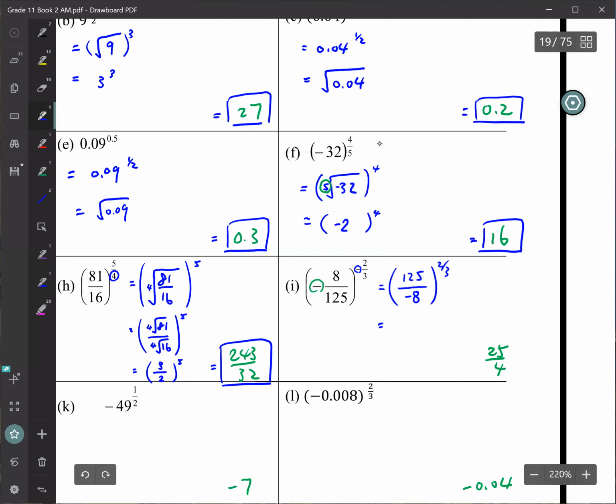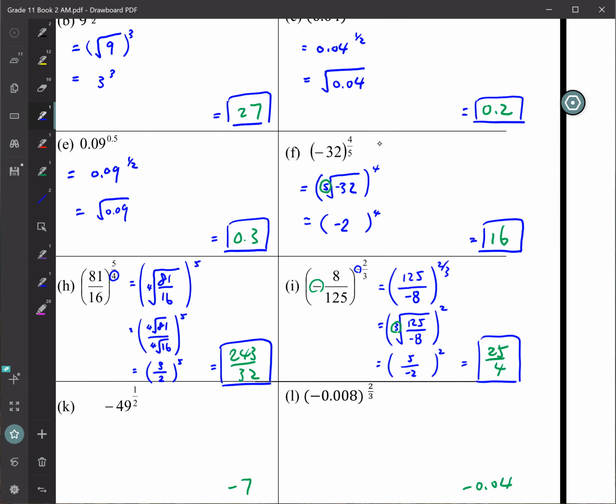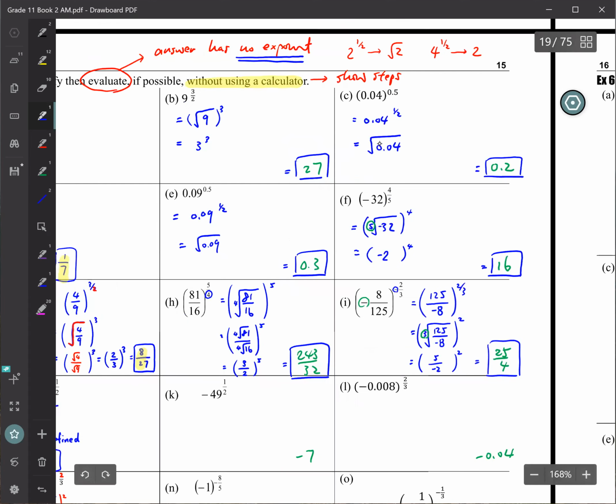And then cube root of the whole thing to the 2. And once again, this is an odd number, so it's okay to have negative. All right? So we cube root each one on the inside. You get 5 over negative 2. And then that will end up with 25 over 4. Okay, so you can see how the steps can be shown, right? One by one.